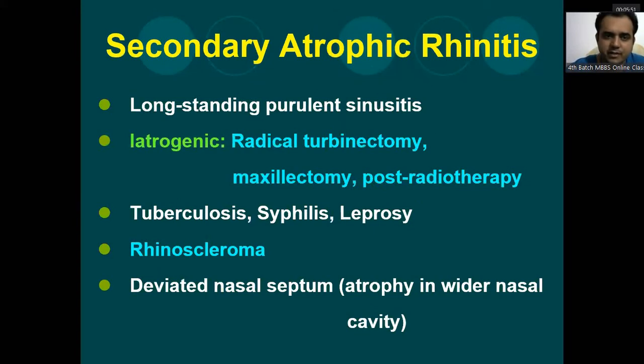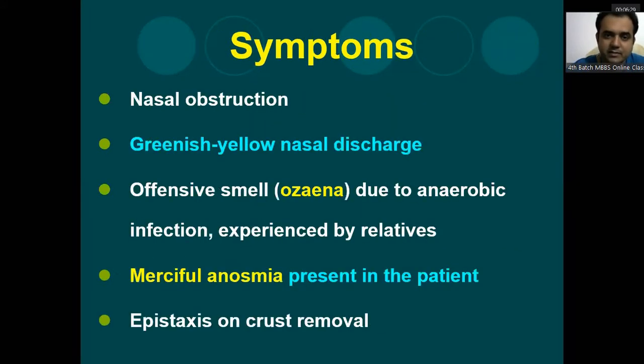Now, secondary atrophic rhinitis. It is due to long-standing purulent sinusitis. It can be iatrogenic: the people who underwent radical turbinectomy or maxillectomy or who have undergone radiotherapy. Similarly, the people who have tuberculosis or syphilis or leprosy, in cases of rhinoscleroma and deviated nasal septum, there is atrophy in the wider nasal cavity. Usually if there is a deviated nasal septum on the left side, on the right side there is compensatory turbinate hypertrophy, but sometimes there can be atrophy and that will result in atrophic rhinitis. Now this history and other things are not very important for you.